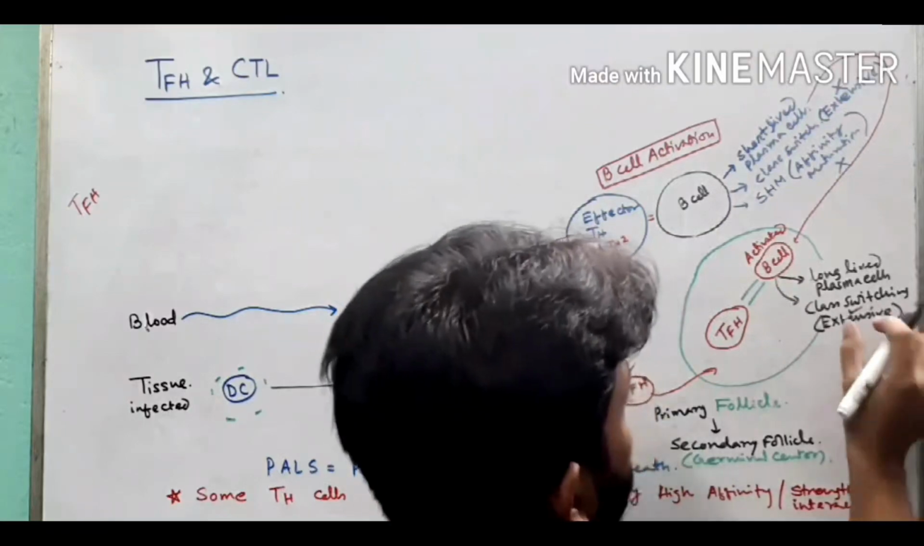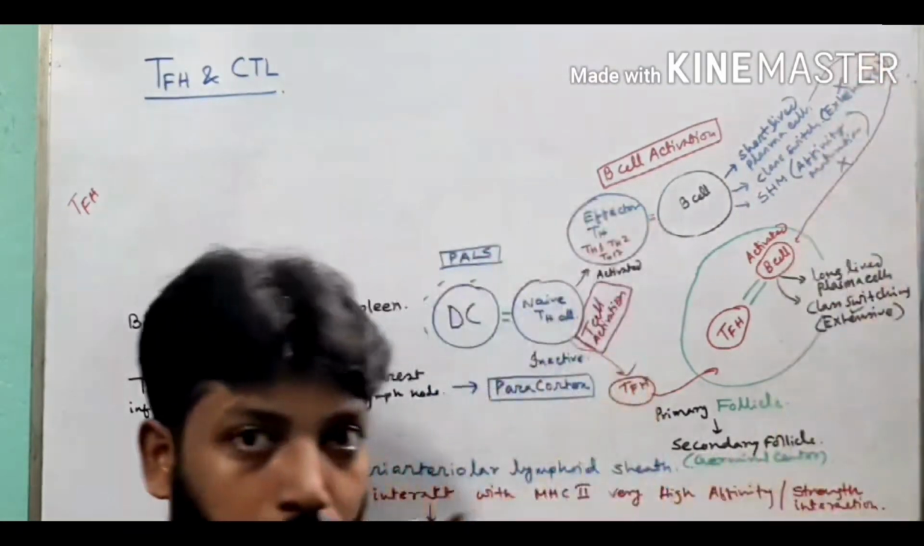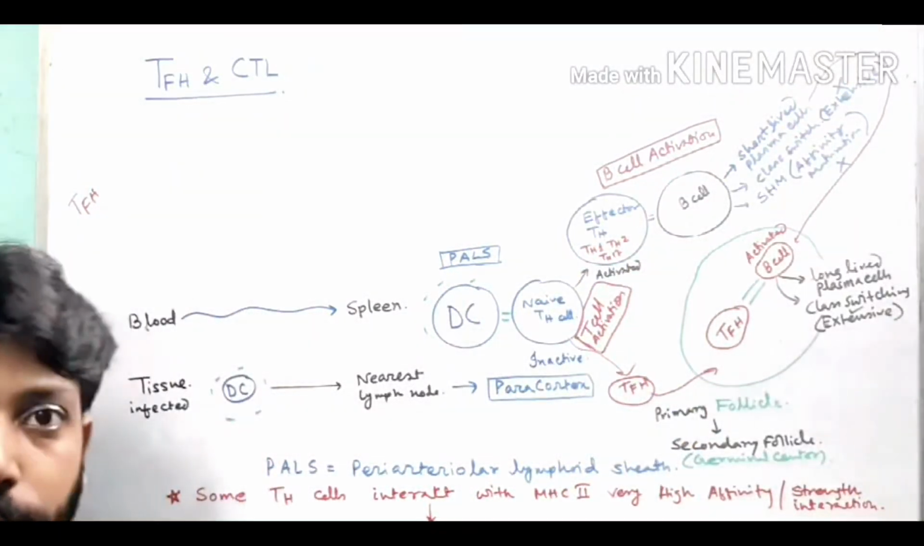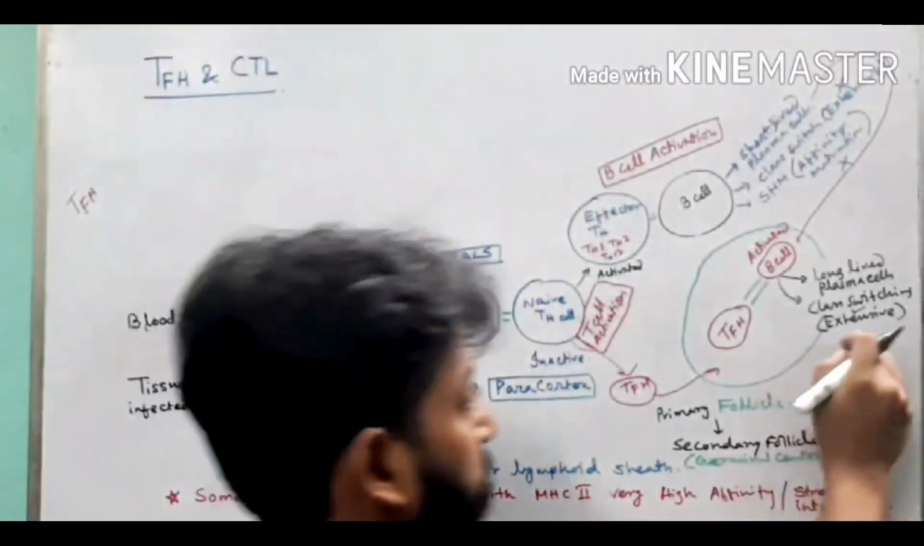So here I make a tick mark. There is a negative mark, a cross mark: no extensive class switching occurs. Class switching occurs, but not extensively. Here, extensive class switching occurs.